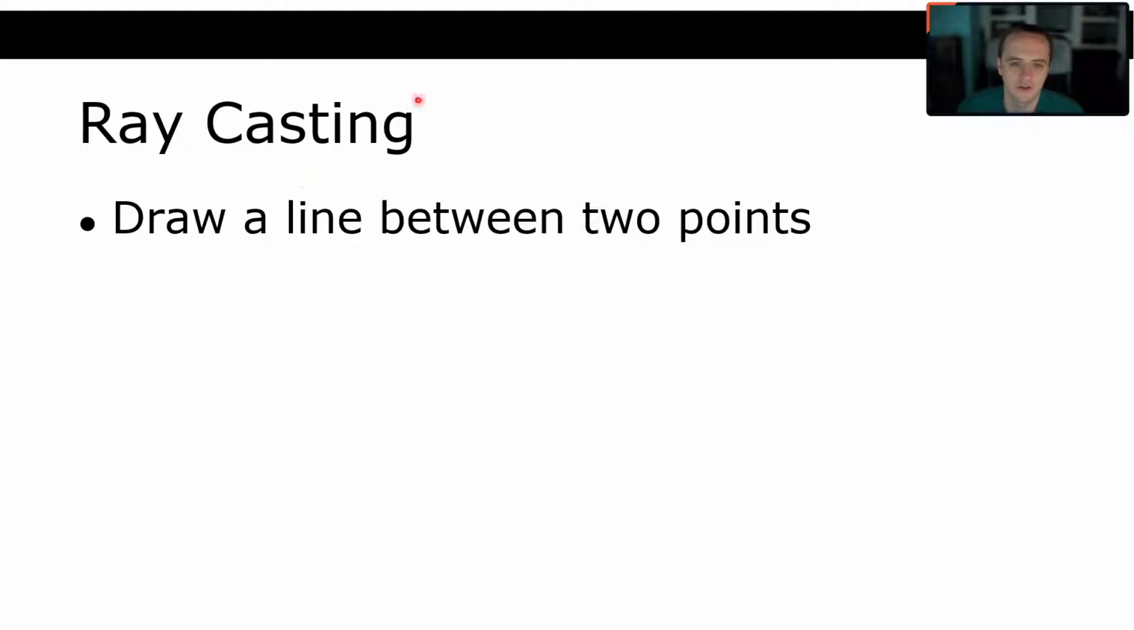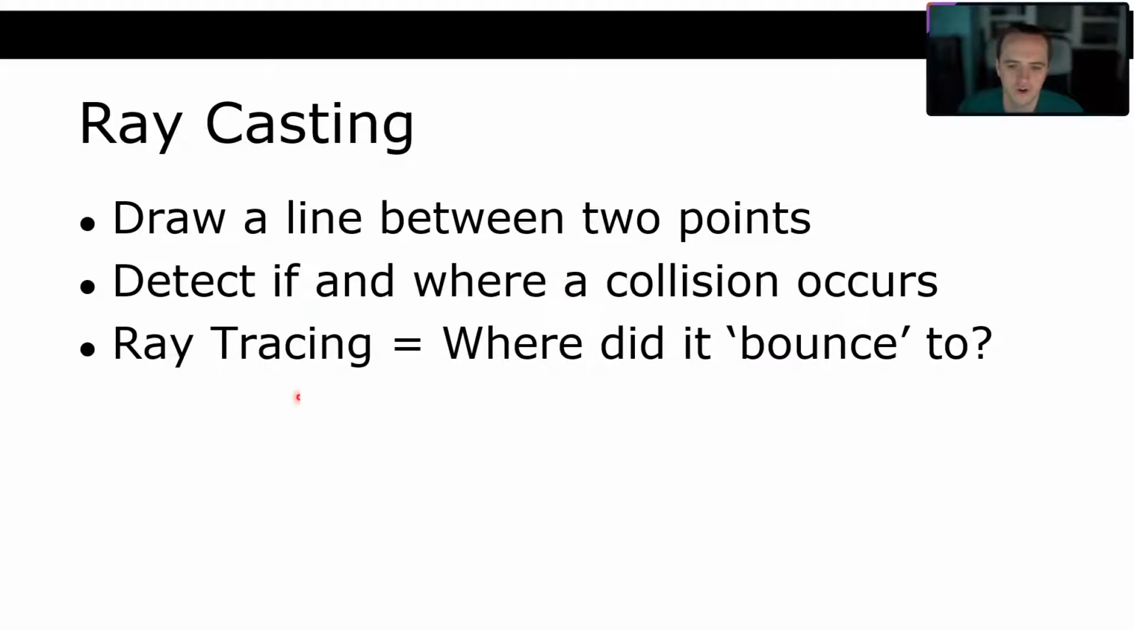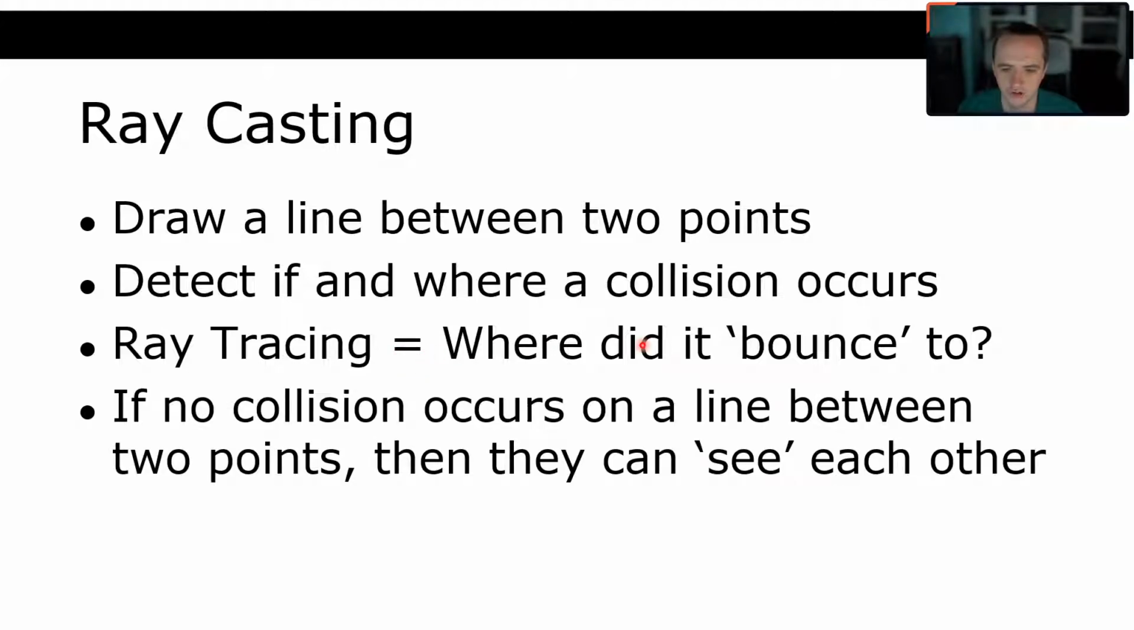So, raycasting, how do we do it in our actual game engine? Well, we're going to be drawing a line between 2 points. And when we draw that line, we're going to detect if and where a collision occurs on that line. Ray tracing is sort of like, where did it bounce to, right? Because we calculate one line, and then where it intersects or where there's a collision, we take that angle and bounce it again. So ray tracing is the iterated raycasting, which asks, where is this going to bounce to? Then you keep going for some maximum amount of bounces until it either ends up at the camera or it doesn't. If no collision occurs on a line between 2 points, then they can see each other, right?